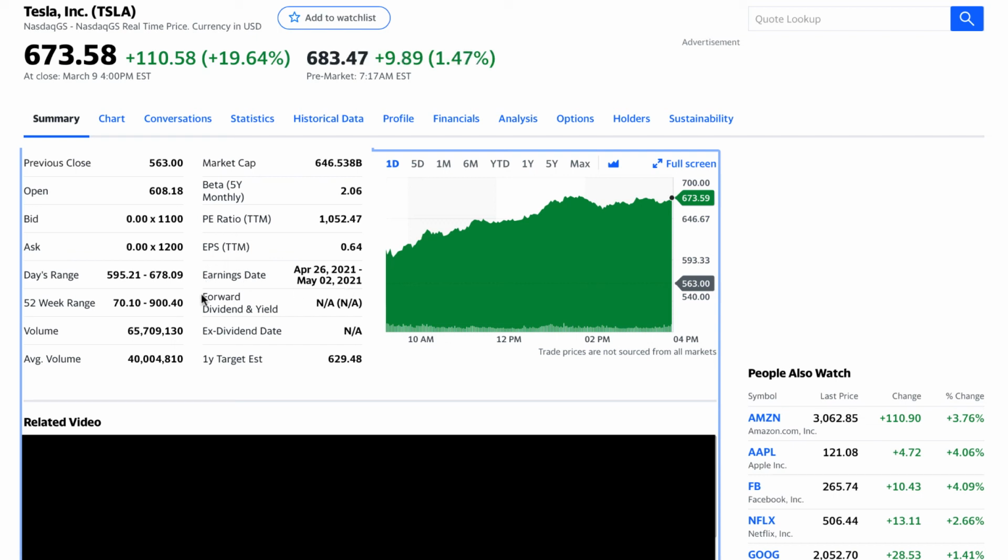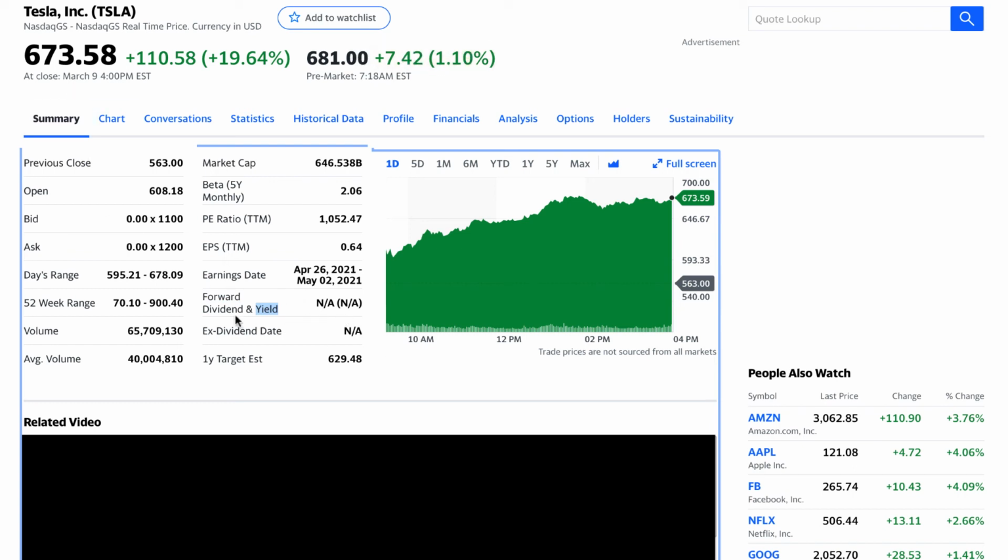Anyway, moving on. Forward dividend and yield. So whenever you see forward, that's to do with the future. This is almost like an expectation, right? So what it's going to be in the future based on current information. And so forward dividend and yield is telling you what the dividend is expected to be in the future. So that would be forward dividend. And forward yield would be what the expected dividend yield is at some point in the future.